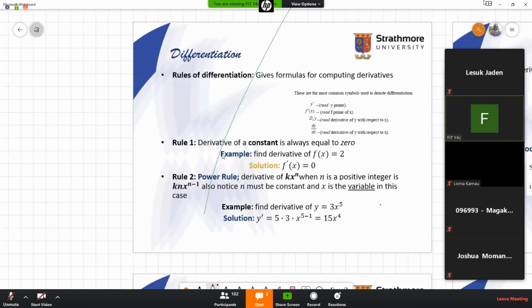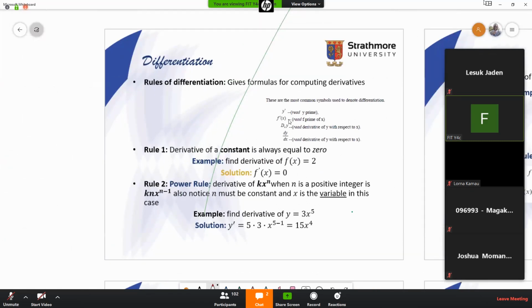Rule number one, when I differentiate a constant, it's zero. Anytime we are finding differentiation, it can be written in any format: y prime, or f prime of x, or dy dx. Any of these signs just means find the differentiation of y with respect to x. In other words, when we change x, how does y change? That is the thing.